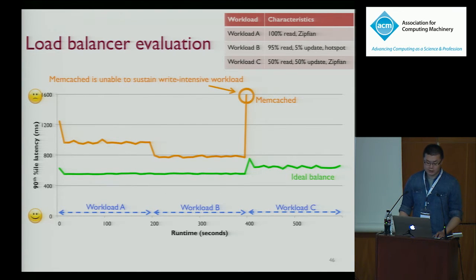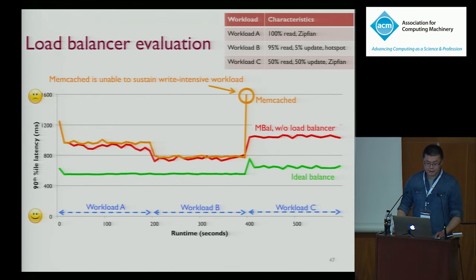This timeline chart gives the 90th percentile read tail latency. The lower the better. The orange line is associated with Memcached performance. Also, to get a better sense of how best we can achieve in terms of performance, we ran MBal under ideal balance, which provides a lower bound in terms of tail latency for performance comparison, shown as the green line. As we observe, Memcached is not even able to sustain the write-intensive workload C.